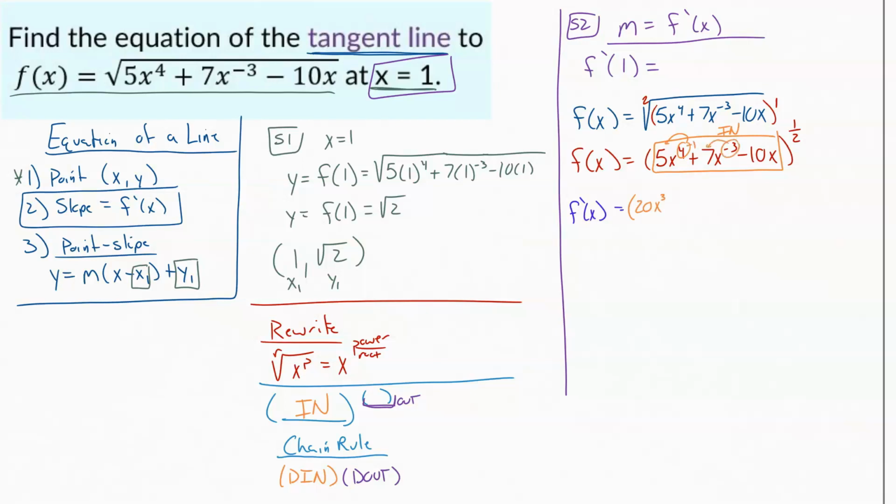We bring the negative 3 down. Negative 3 times 7 gets us negative 21x. Subtract 1 from the power gets us x to the negative fourth. You got an unwritten 1 on that x at the back there. So 1 times negative 10 gets us negative 10. Subtracting 1 from the power gets us x to the 0. And as we talk about all over the place, anything to the 0 power is always 1. So 1 times negative 10 gets us negative 10. So that's our d in from our chain rule.